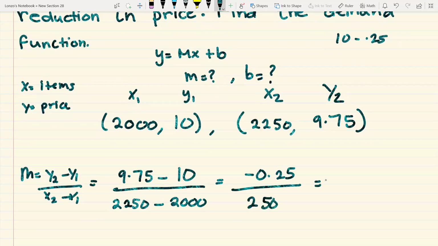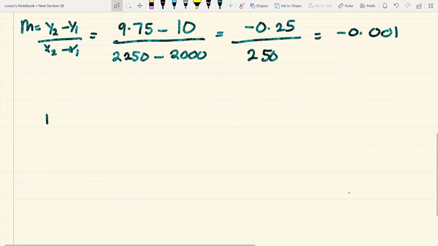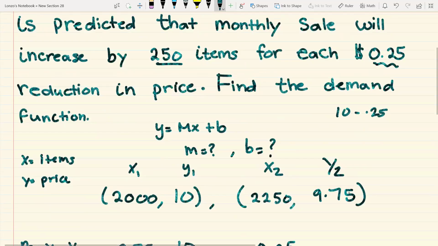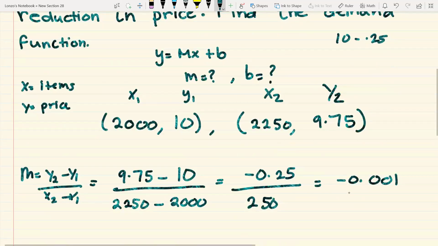Put that in the calculator, you get negative 0.001. So my slope is negative 0.001. Okay, so now we can find the equation, we just need to find our b. So how do you find our b? So you have your m. To find your b, and we don't have our b because none of the points has an x value of 0.